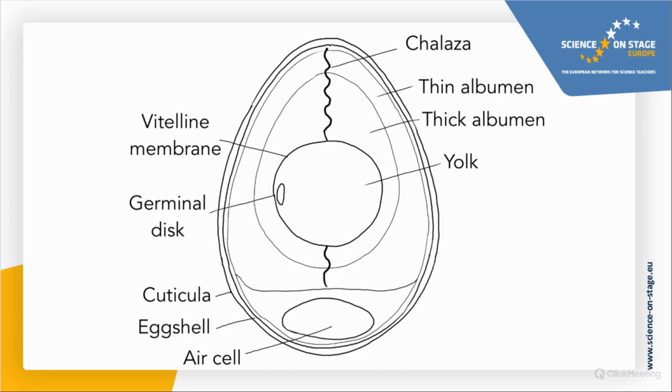I just wanted to add something: the shell is very strong, but it's covered with very tiny pores, thousands of pores, and those pores will permit the exchange of oxygen and carbon dioxide between the chick and the outside, and this permits the chick to develop inside the egg.